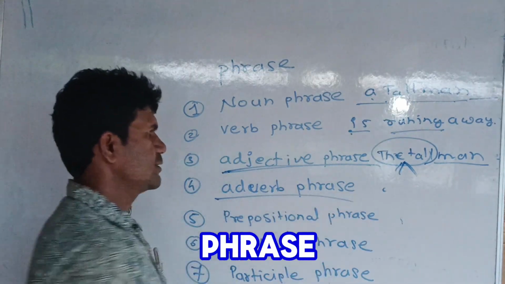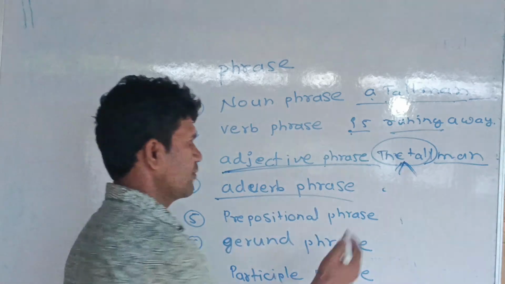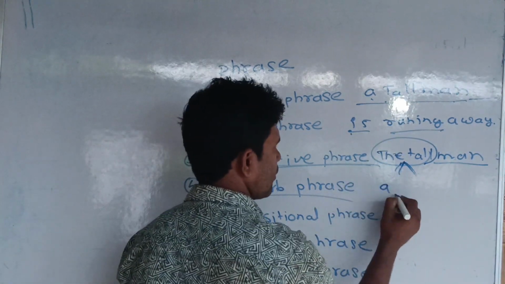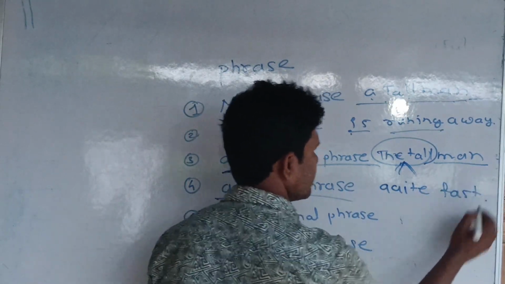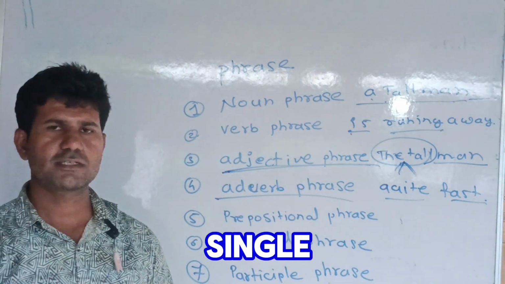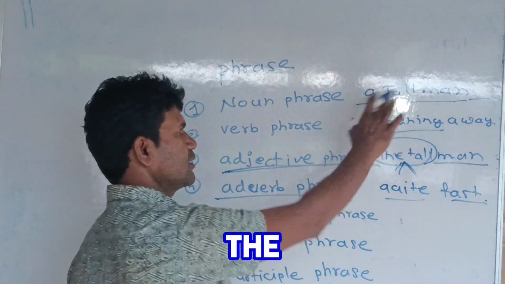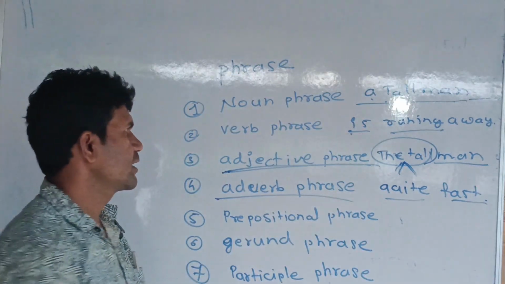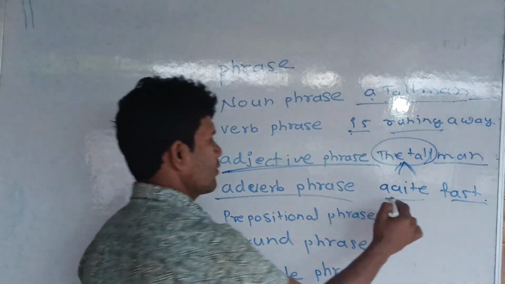Then adverb phrase. It contains an adverb as well as an adjective. For example, the tall man running away quite fast. Now the words quite and fast act as a single adverb that describes the action of the running of that man, the tall man. A single sentence explains all the types. A tall man is running away quite fast.